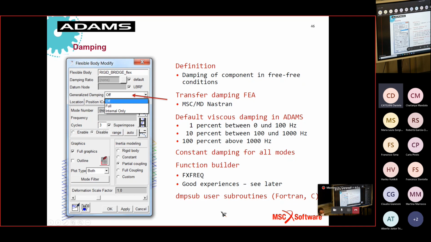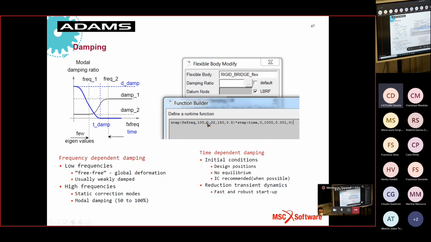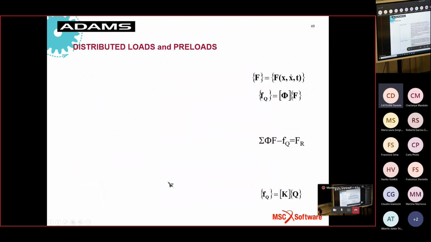In some cases, some users use advanced subroutines to assign very interesting values of damping. This is an idea of a function you can assign for the damping.